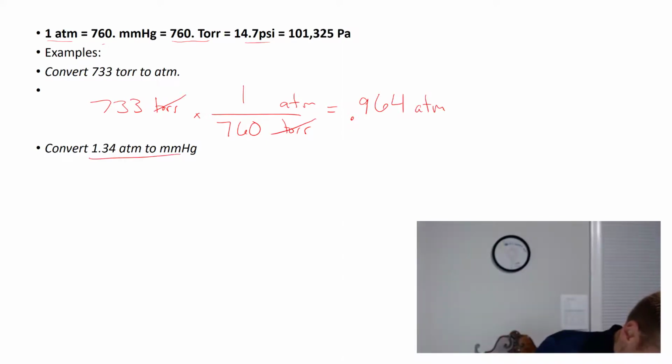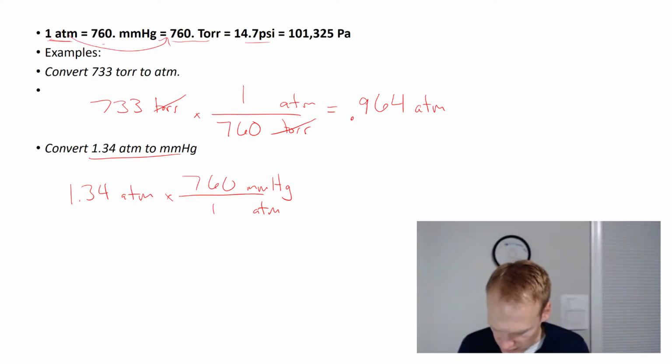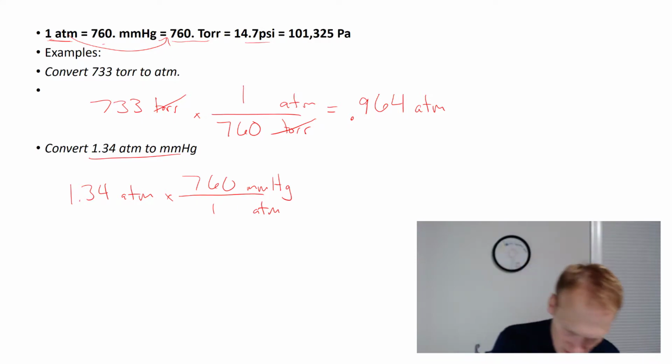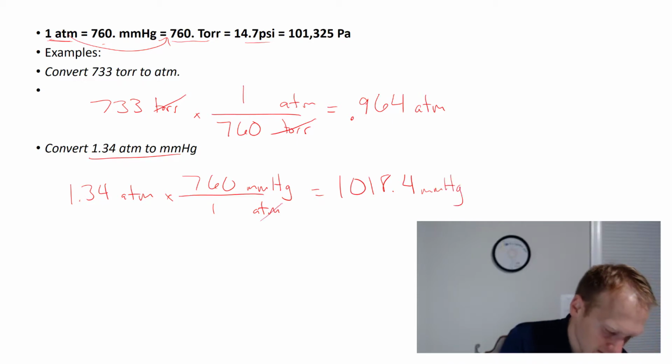In this next one, we've been given atmospheres. Atmospheres go at the bottom. We're converting to millimeters of mercury. I find my conversion, which is 1 atmosphere equals 760 millimeters of mercury. In this case, we're multiplying. So 1.34 times 760 equals 1018.4, and that's millimeters of mercury because the atmosphere is canceled out.